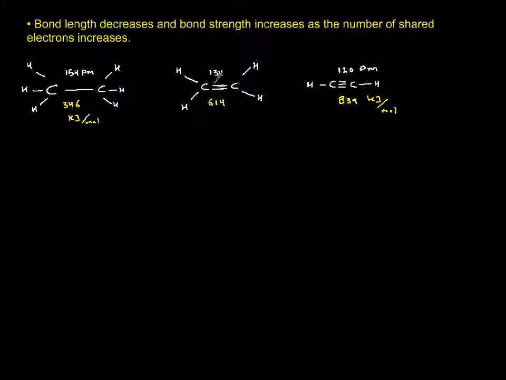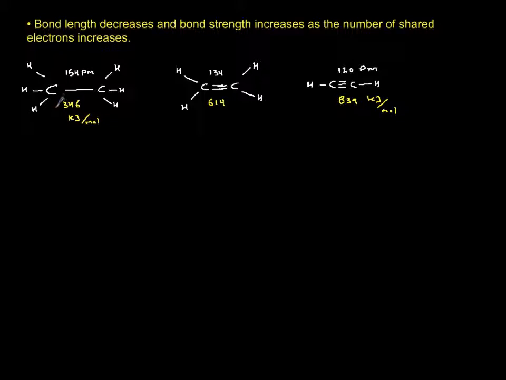When you have a double bond, the number goes slightly lower, 134 picometers. A triple bond gets 120 picometers. So you should remember, as you share more electrons between two atoms, the bond gets shorter in distance.